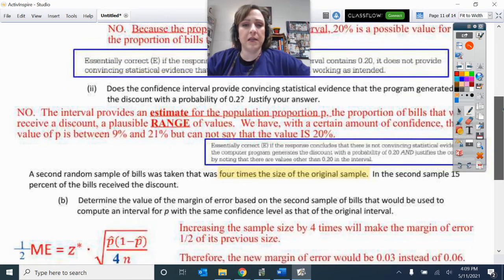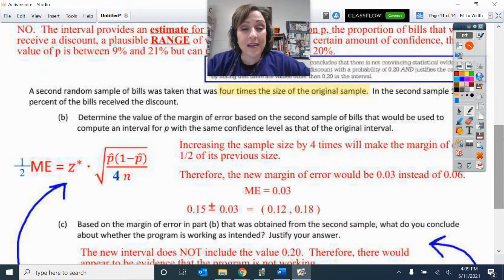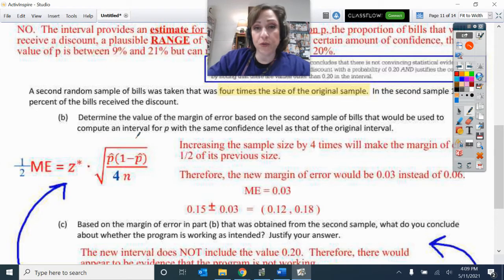Okay? All right. Now, specifically, they say they are going to take a sample now 4 times the original sample size. So, do you remember this? It was in the notes. I don't remember exactly what page in the notes it was on, but I showed this specifically.